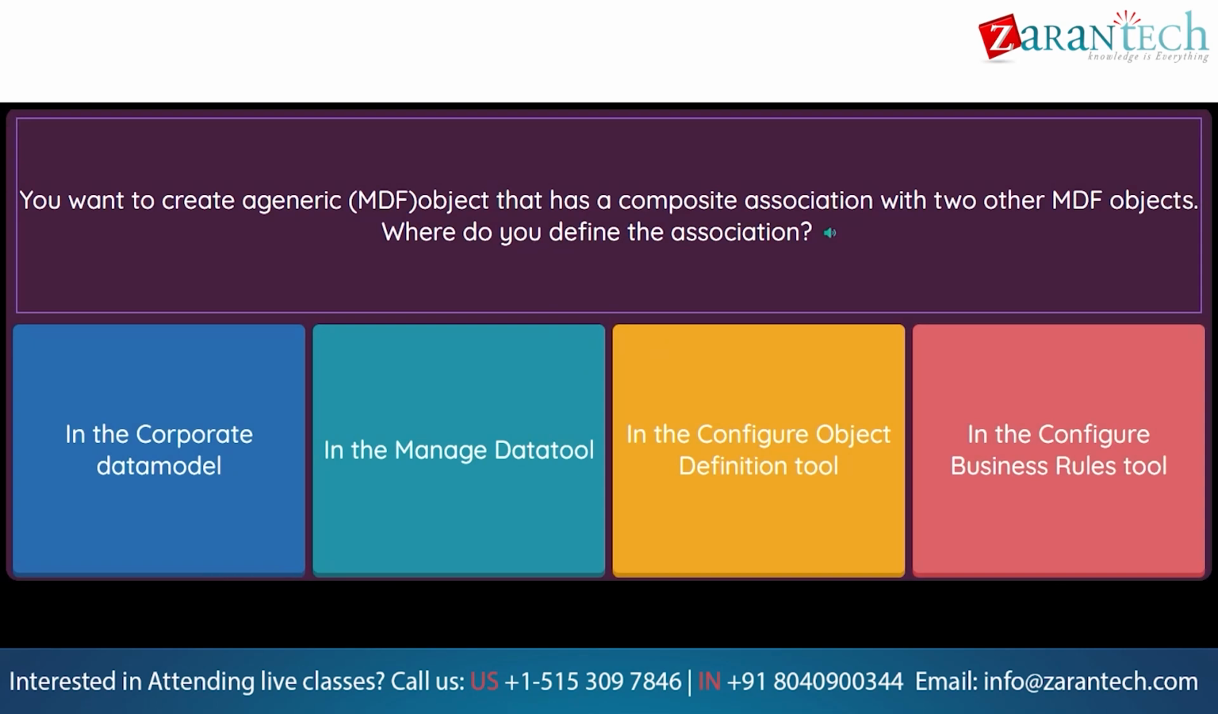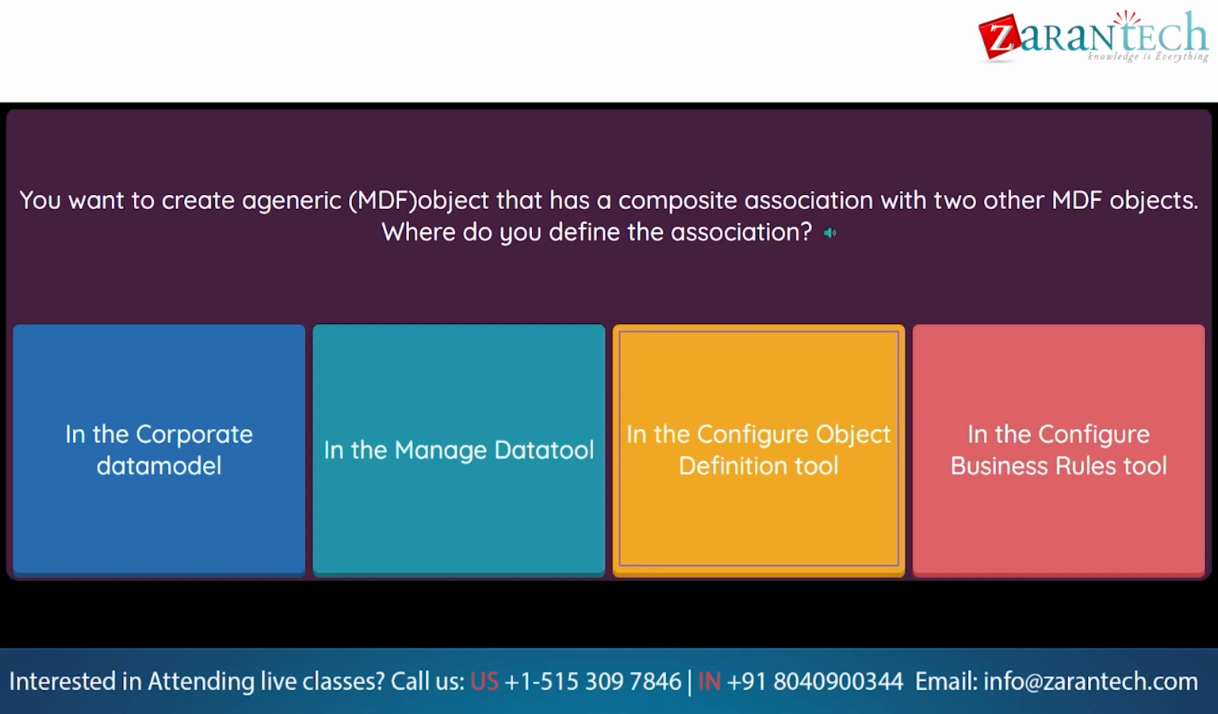Question: you want to create a generic MDF object that has a composite association with 2 other MDF objects. Where do you define the association? Option 1, in the corporate data model. Option 2, in the manage data tool. Option 3, in the configure object definition tool. Option 4, in the configure business rules tool.